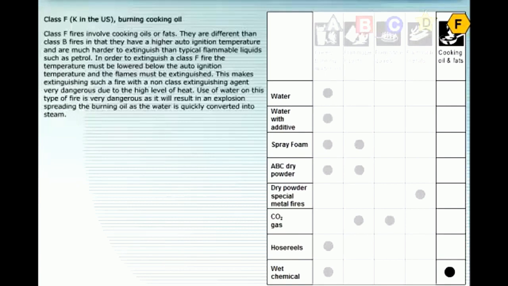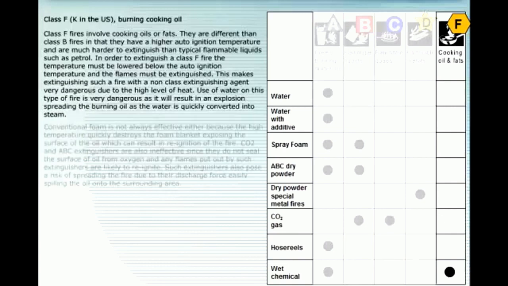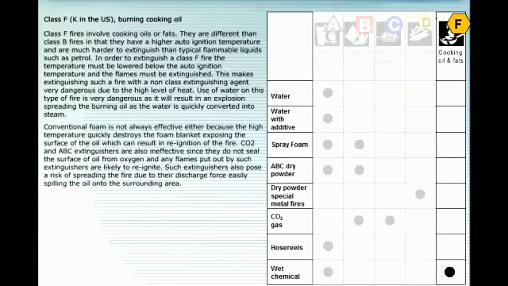CO2 and ABC extinguishers are also ineffective, since they do not seal the surface of oil from oxygen, and any flames put out by such extinguishers are likely to reignite. Such extinguishers also pose a risk of spreading the fire due to their discharge force easily spilling the oil onto the surrounding area. Class F extinguishers are either wet or dry chemical-based, and in some cases foam-based with special additives.